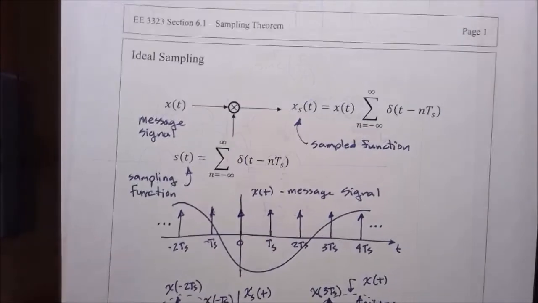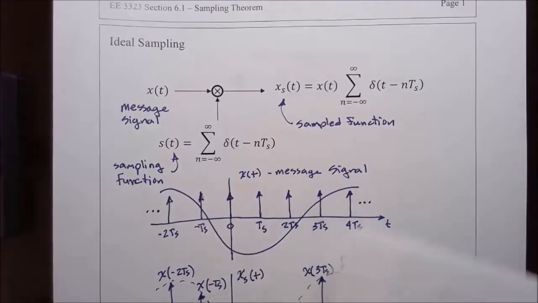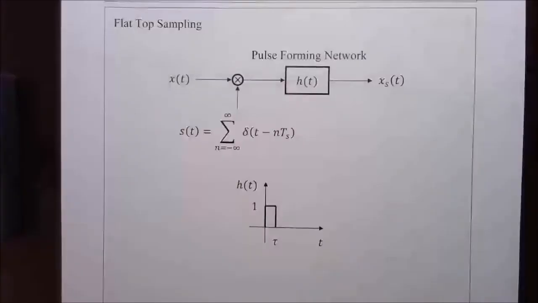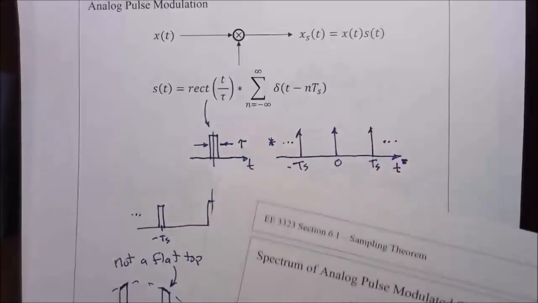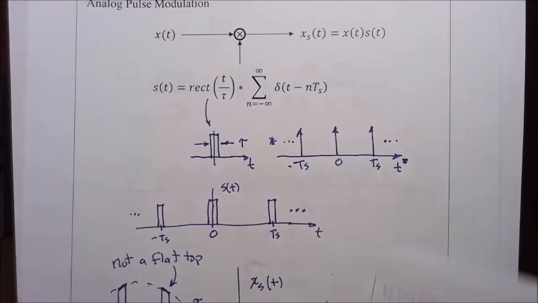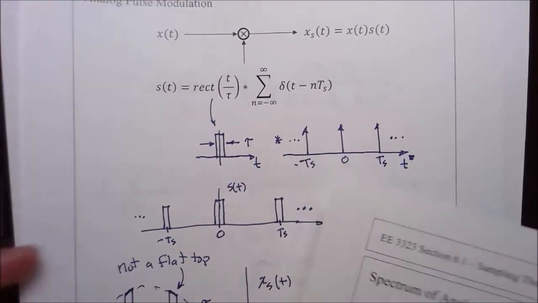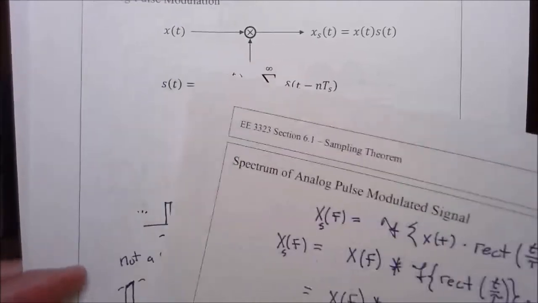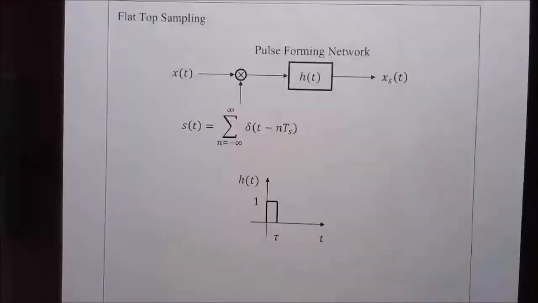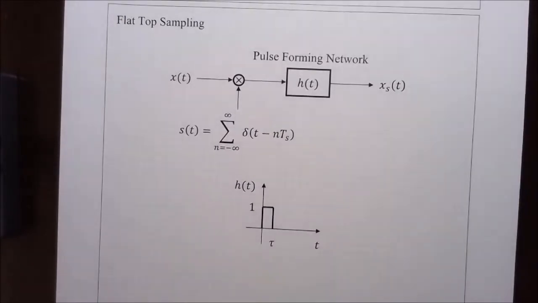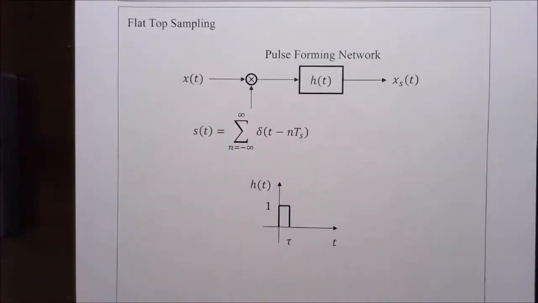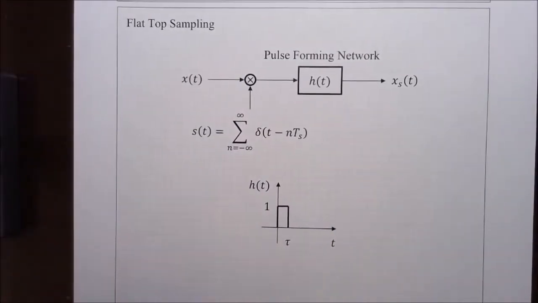Okay, the ideal sampling gave us a system that we could analyze mathematically, but it's not very practical to accomplish. The natural top sampling with the rectangular pulses is a little bit more complicated mathematically, and it's practical, but it's still not what we wish to use. In practice, what is more often used is flat top sampling. This is what an analog to digital converter will accomplish.